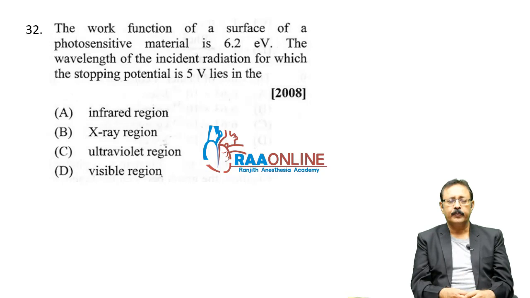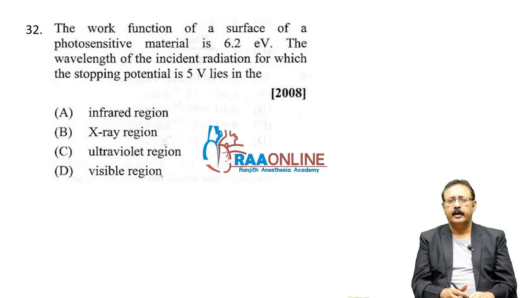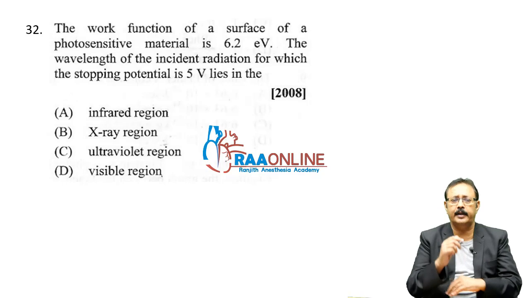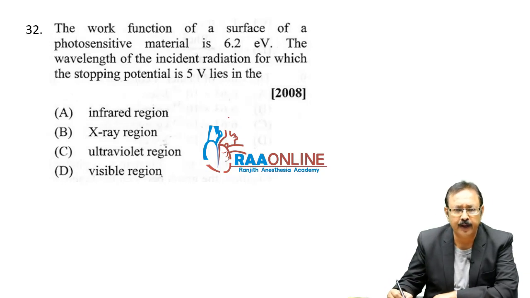Getting my point? So what they are saying is that the minimum energy required to eject an electron from a metal is 6.2 electron volt, and you are sending a photon of energy phi.